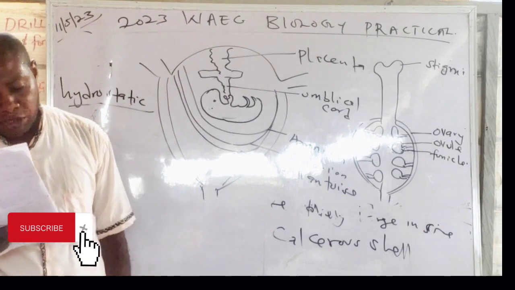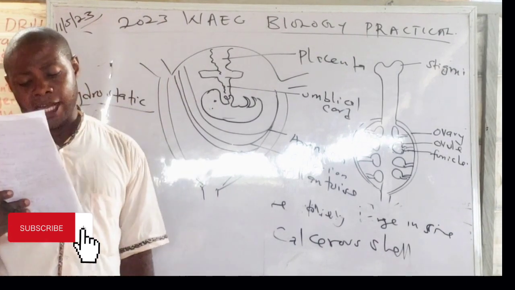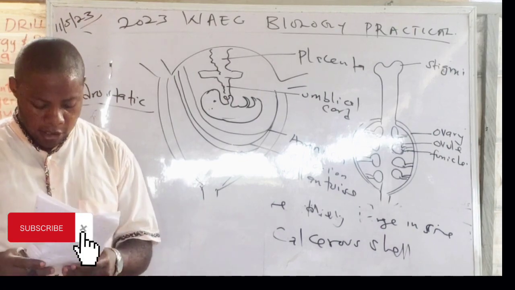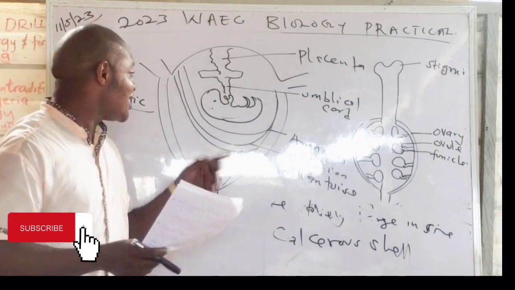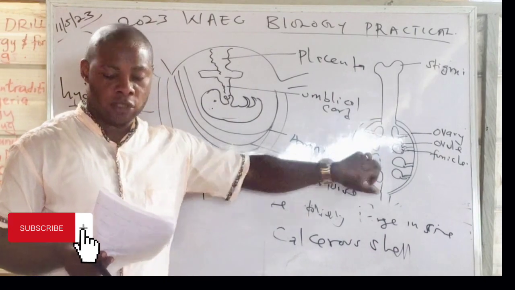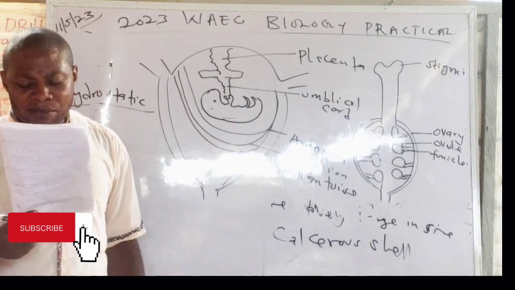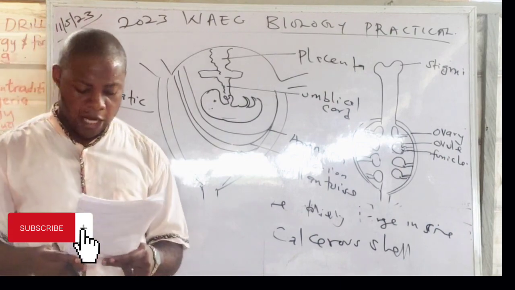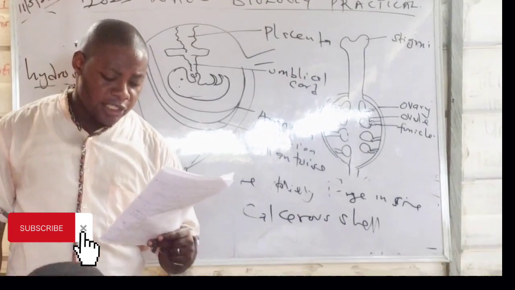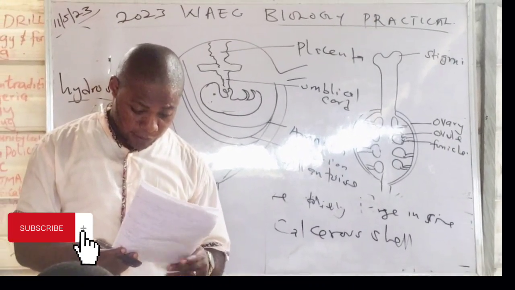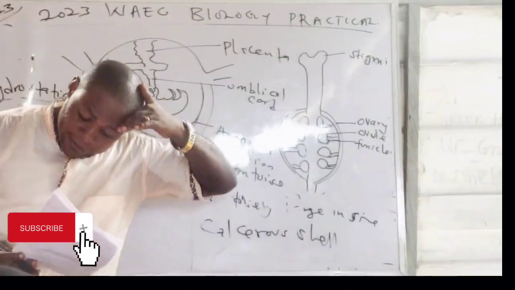Now, listen. Are you there with me? The reason why it is marginal is because ovules are arranged in a single row. Are you writing? It's called ovule, the ovule that is inside, like this. You can see it on the board. The ovules are arranged in a single row at the margin of the ovary. Are you there with me?